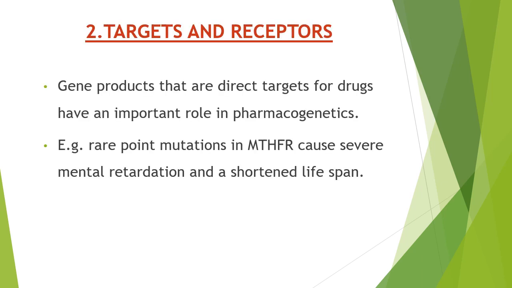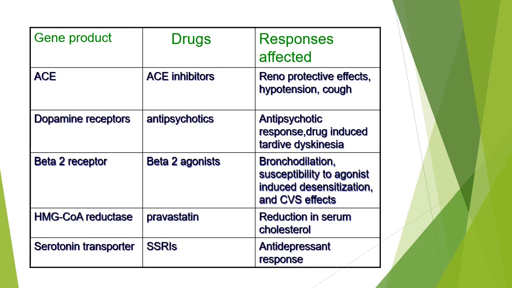Targets and receptors. Gene products that are direct targets for drugs have an important role in pharmacogenetics. For example, rare point mutations in MTHFR cause severe mental retardation and a shortened lifespan. These are some examples of receptors or targets that are gene products with their respective drugs and responses.